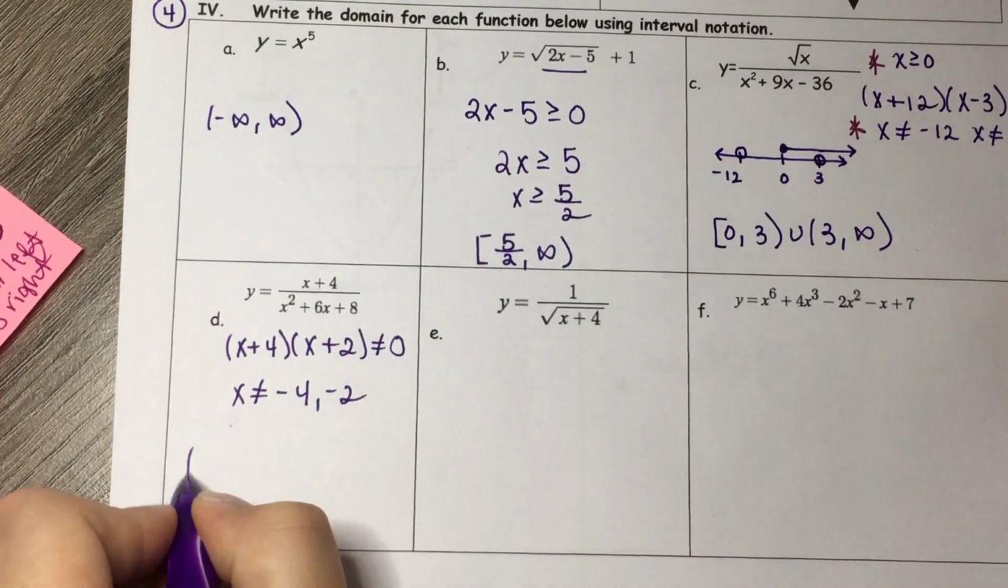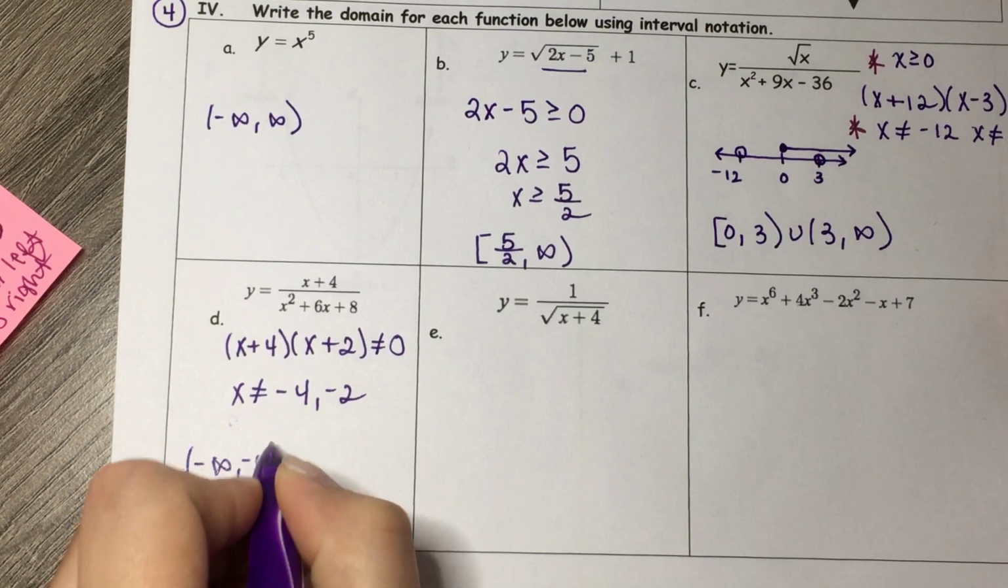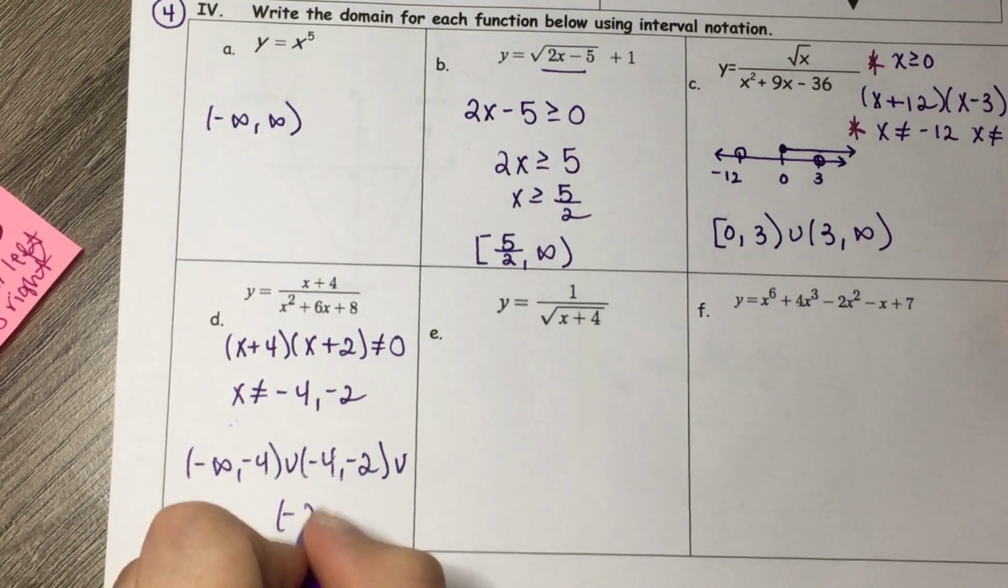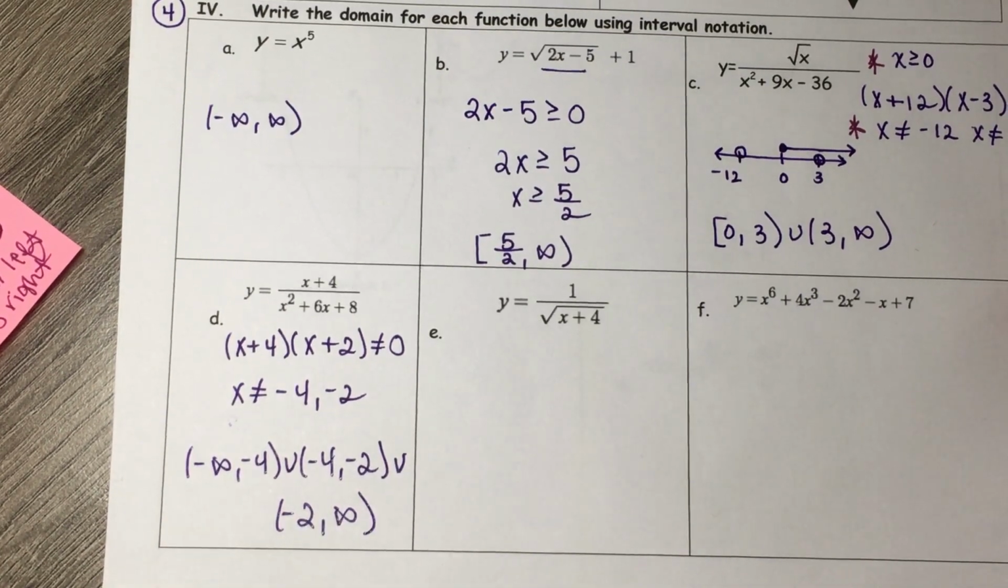So here we start from negative infinity, omitting the negative 4 first, omitting the negative 2, and then going from negative 2 all the way to infinity.